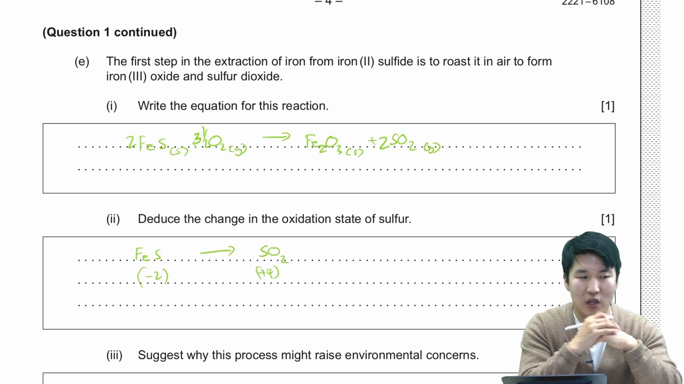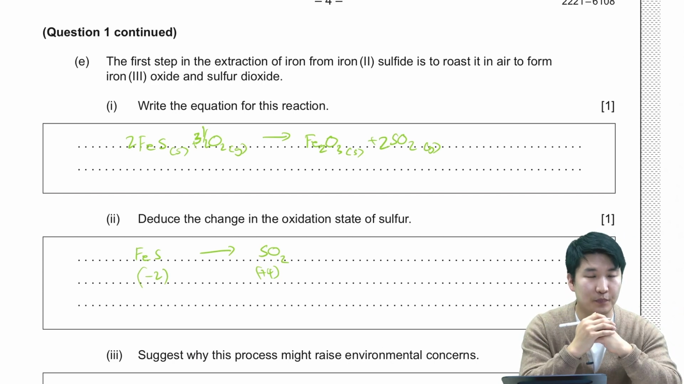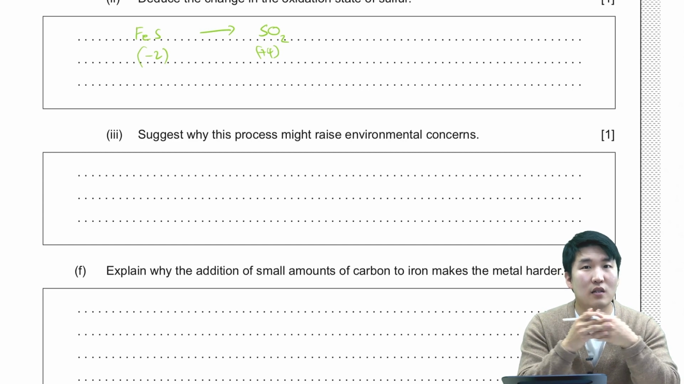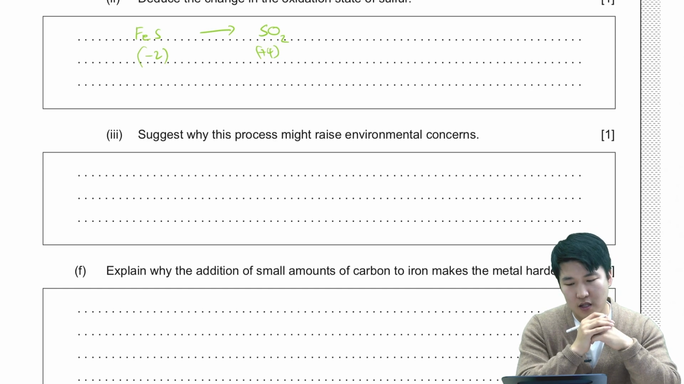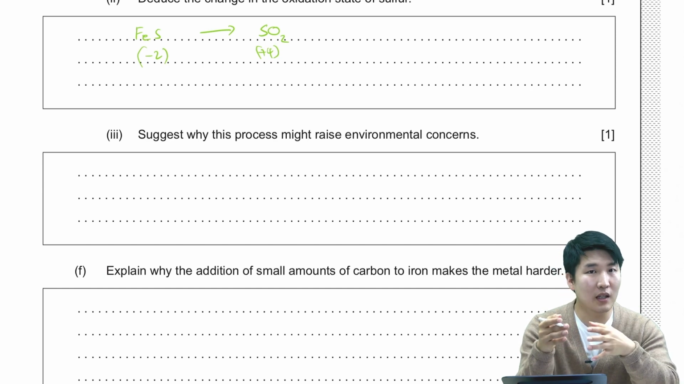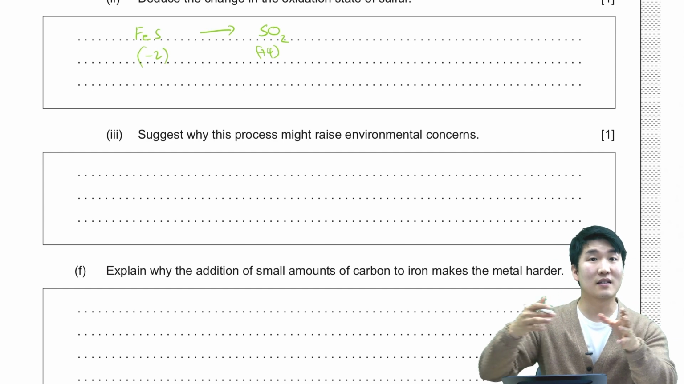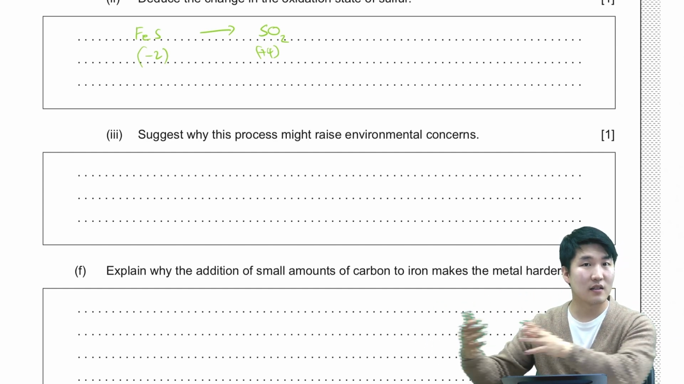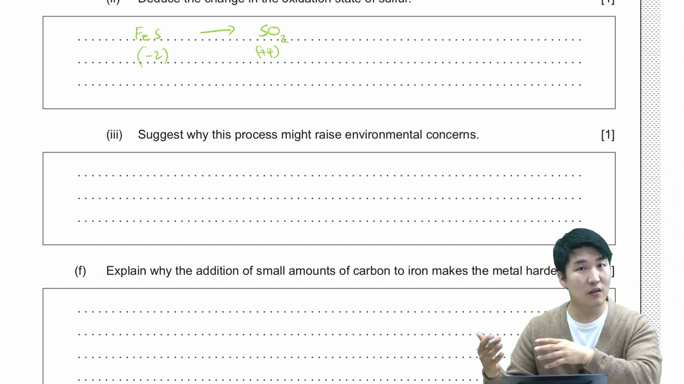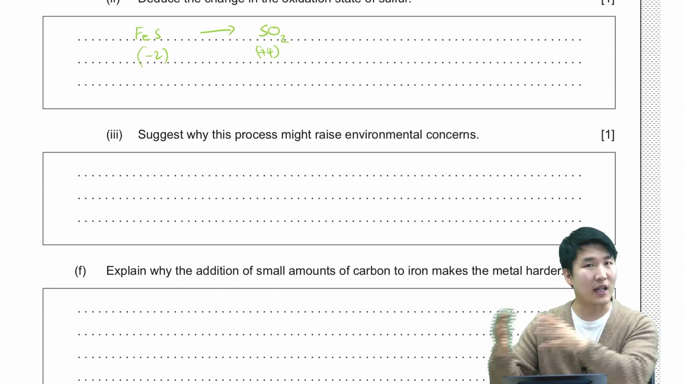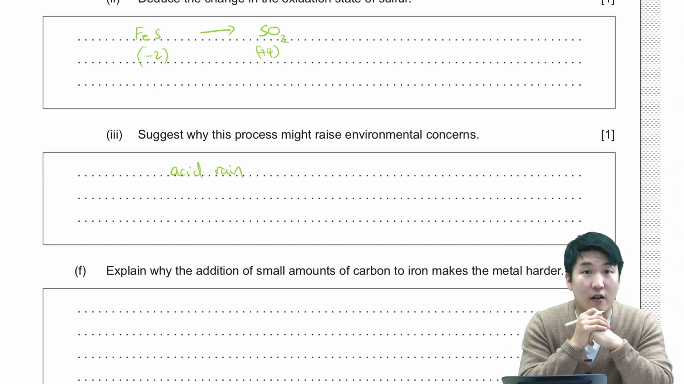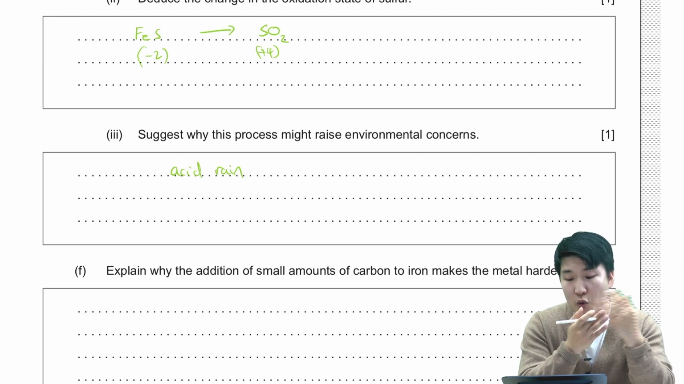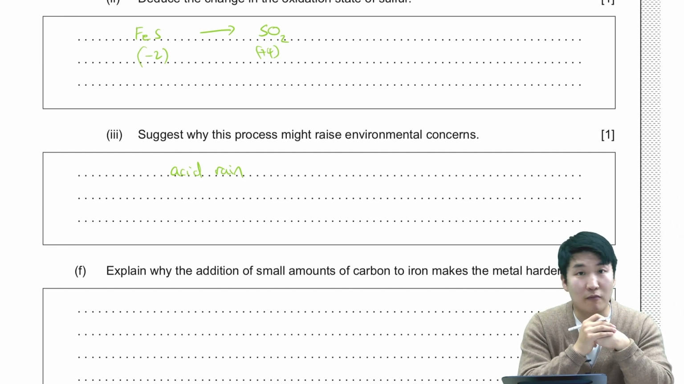-2 to +4, that's clearly oxidation. Production of sulfur dioxide will cause some harm to the environment. The environmental concern is primarily about how sulfur dioxide can cause acid rain, SO2 dissolving in water to produce sulfuric acid. So acid rain is the process that might raise environmental concerns.